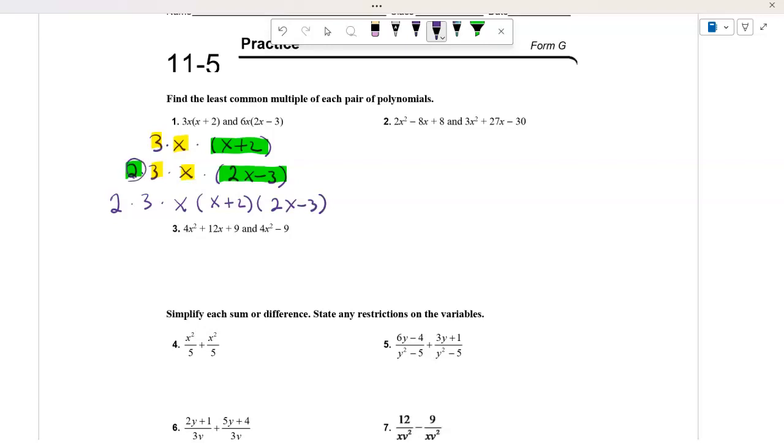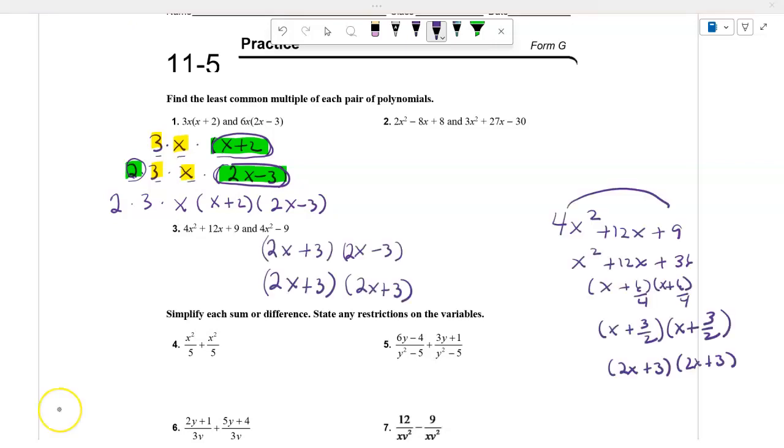So definitely you're going to need a 2. You're definitely going to need x plus 2, and you're definitely going to need 2x minus 3. And then there's only one of them that they have in common, that's what you're going to use. I went ahead and factored 4x squared minus 9, and you get 2x plus 3 times 2x minus 3.